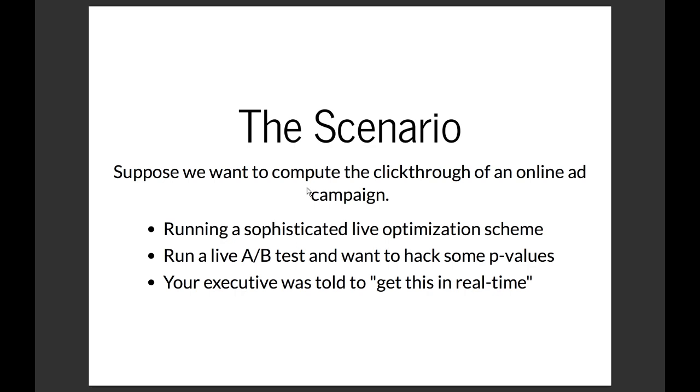The one thing I wanted to do was walk through an example. So the main scenario we're going to walk through is this. Suppose that we want to compute the click-through of an online advertising campaign. The click-through is basically a measure of how effective an ad is at getting someone to interact with it. So if an ad is shown and clicked on, then that's considered a success. Click-through is basically the number of times that it was clicked divided by the number of times it was shown. I'll go through that in more detail in a moment. Essentially, though, it's one of the key performance metrics for online advertising.